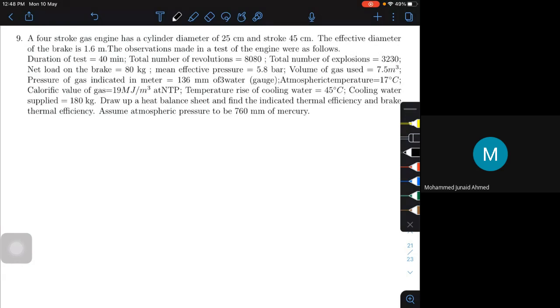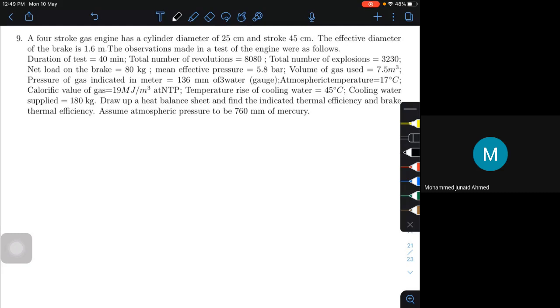Then what will be your gauge pressure? They have given it as 136 mm of water. You have to be very careful with that, it's a gauge pressure. Then atmospheric temperature is given as 17 degrees, so 17 plus 273, 290 Kelvin.